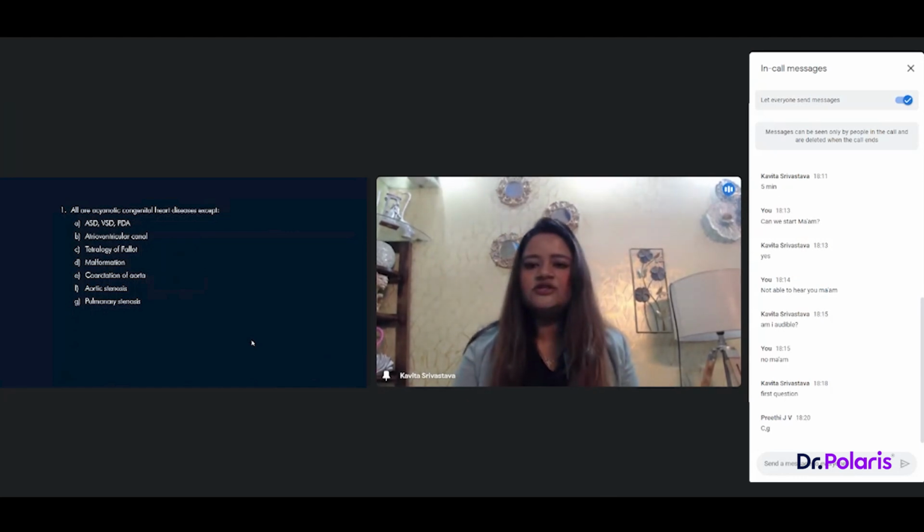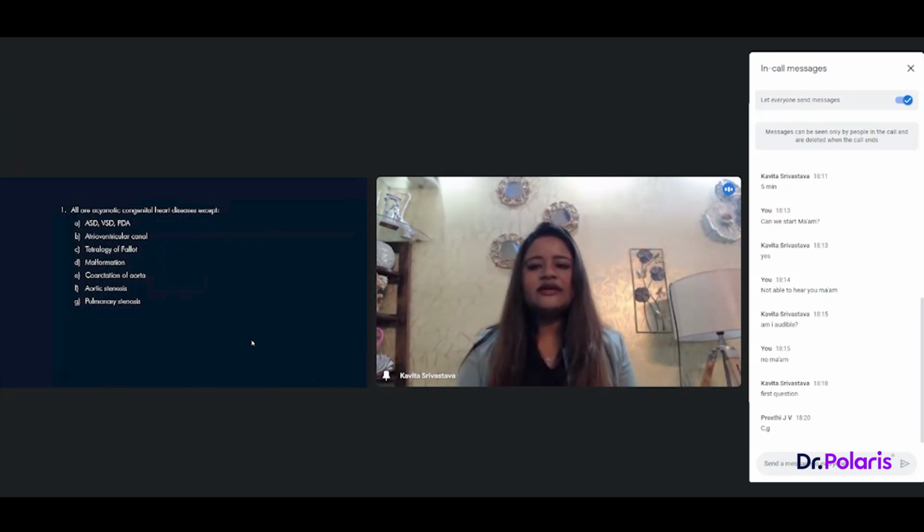Option C, tetralogy of Fallot, is not an acyanotic congenital heart disease. It is a well-known condition that presents classically with cyanosis. So TOF is a cyanotic heart disease. But regarding option G, why do you think it's a cyanotic heart disease? Whenever there is pulmonary stenosis, what basically happens? The pulmonary valve gets stenosed. That means the blood flow through the pulmonary channel is going to be diminished. But isolated pulmonary stenosis is not a cyanotic heart disease.